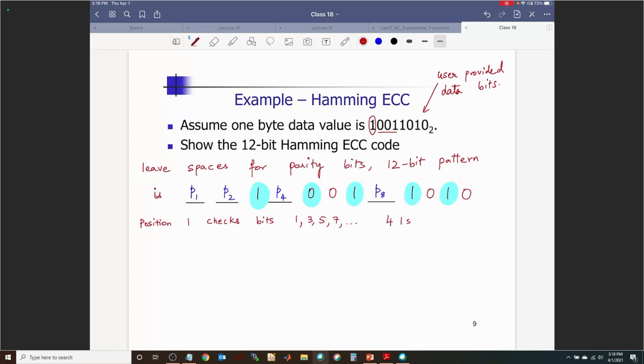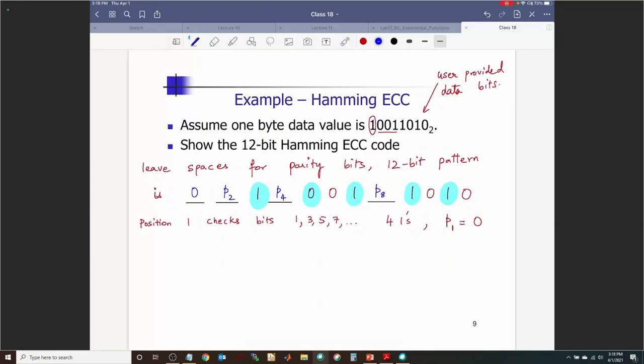4 ones. If you have 4 ones, is it even already or odd? 4 ones indicates that you're already even parity. That's right. So what should be P1? 0. That's right. You already have an even code for that group. So I don't need P1 to be a 1. I'm okay with it being a 0. So I'm just going to erase this guy and write a 0 in blue.